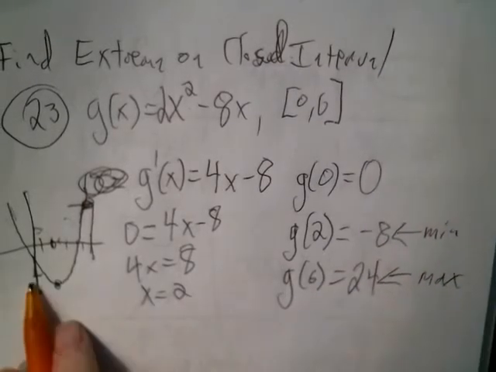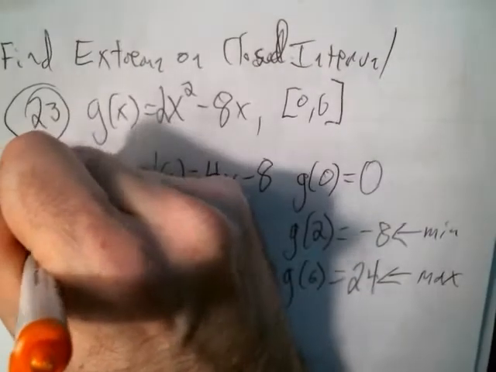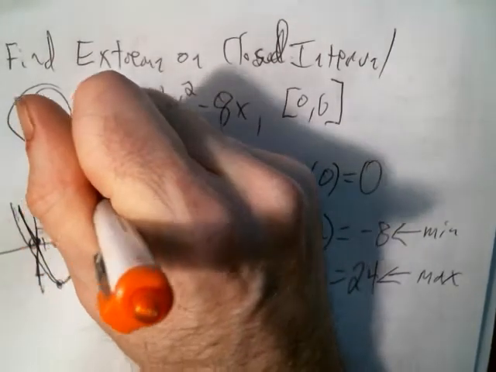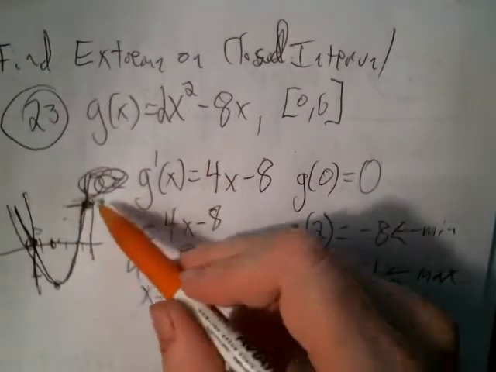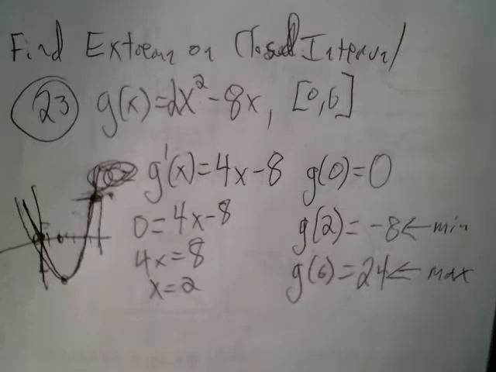So my picture is probably pretty correct, right? It's actually an intersection point right here. And then it goes down to the vertex. And then way up here somewhere at 6, you're going to have the maximum value at the other endpoint of the closed interval.